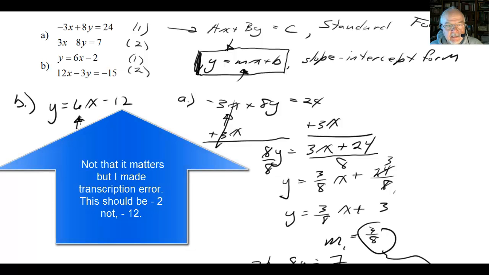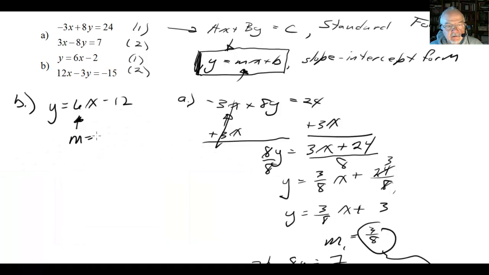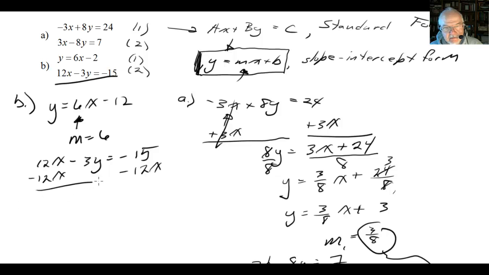Well, immediately, without having to do any heavy lifting or any intellectual exercise whatsoever, we now know that m equals 6. The question is, does m equal 6 for this equation? Well, only one way to find out, and that's to manipulate it. So I have 12x minus 3y equals minus 15. Again, I have to get rid of the 12x. So I subtract that from one side, and I have to subtract it from the other side. That goes away. This becomes minus 3y equals minus 12x minus 15.